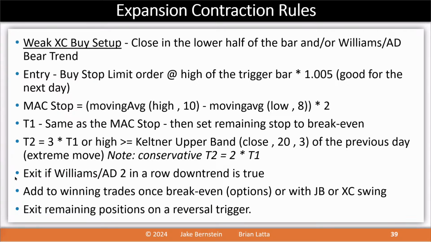With options, I don't use trailing stops at all. If we are in any kind of a buy and Williams accumulation turns bearish two in a row, one of Jake's rules, we would exit the trade at a small gain or a loss. So if something changes, we've got rules for that. I do suggest adding to winning trades once you're at break even with the swing trades or continuation trades, as those will give you multiple positions all at once.